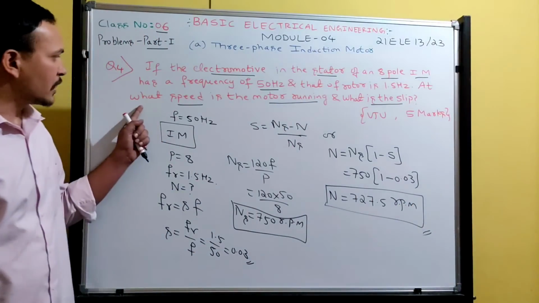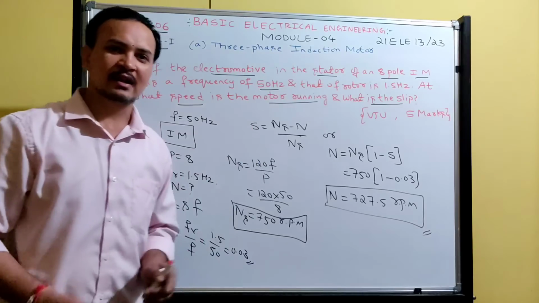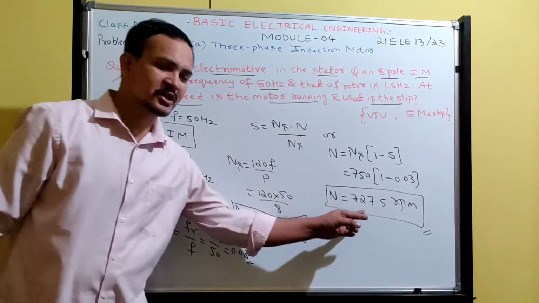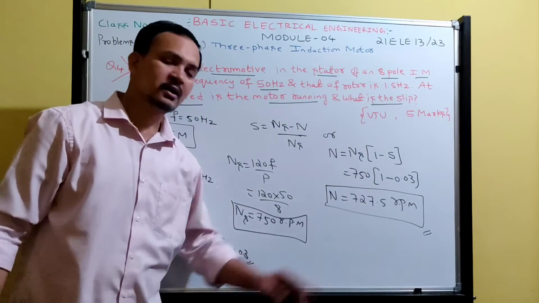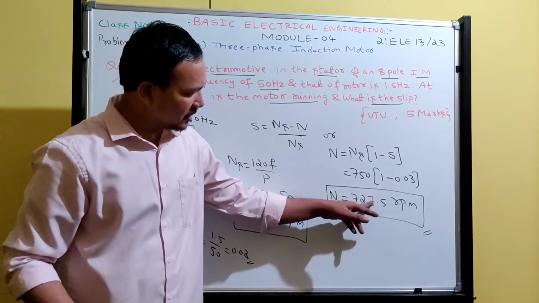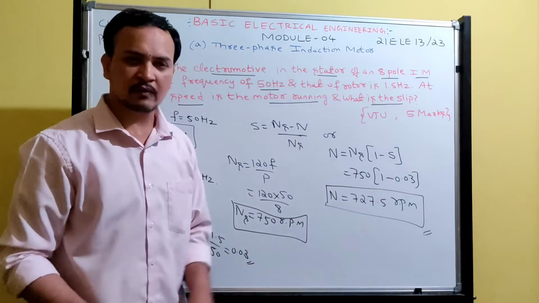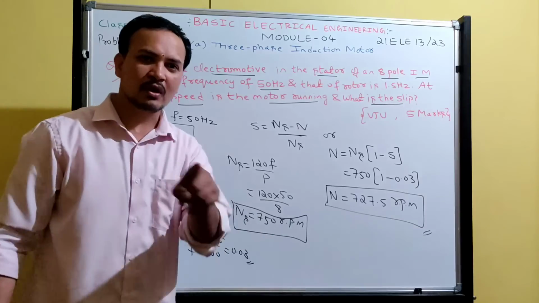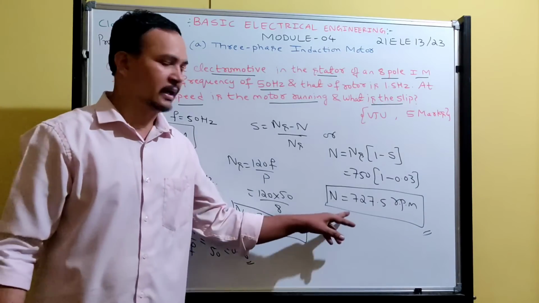See, they are asking at what speed the motor is running. The motor runs at this speed, 727.5 rpm. I am not sure about this, whether 725.7 or 727.5. Please calculate what you got in your calculator. That is the correct answer.